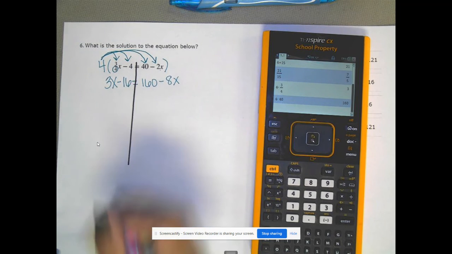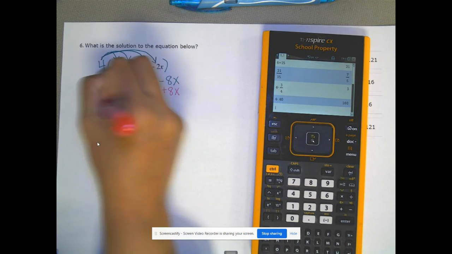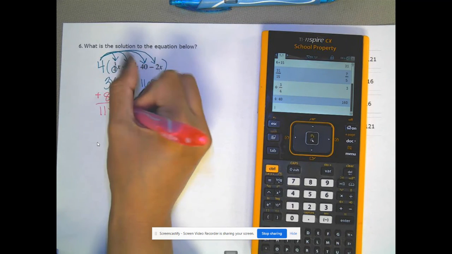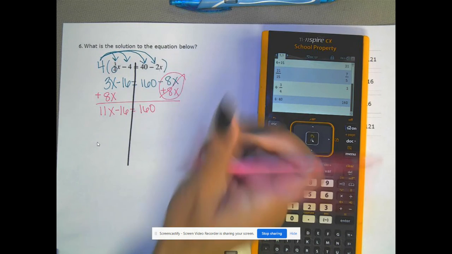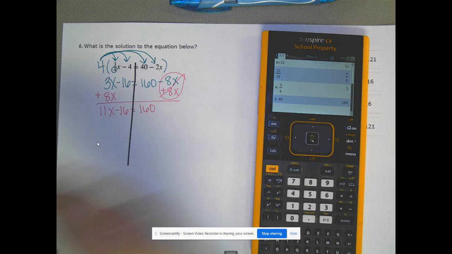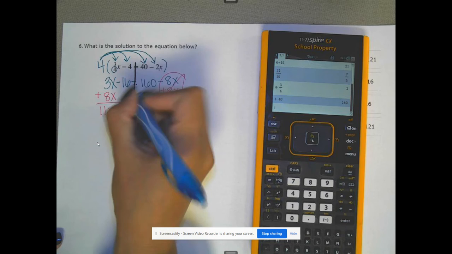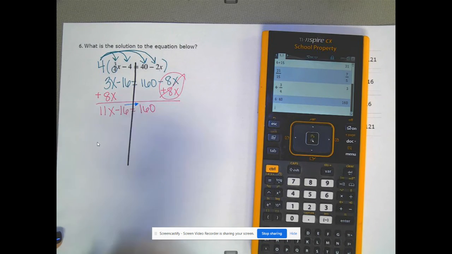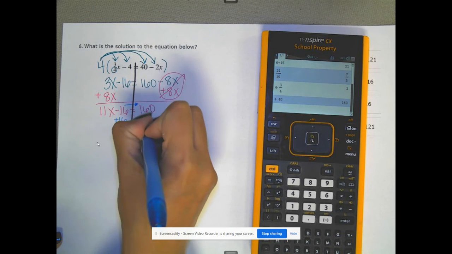I'm going to do the inverse, so I'm going to add 8x. 3 plus 8, that's 11x. I bring down my negative 16, and I still have 160 on the right. So from there, I'm going to move my constants together. And I just moved the x's to the left, so this negative 16 has to go to the right. And it's a negative 16, so I do the inverse, and I'm going to add 16.